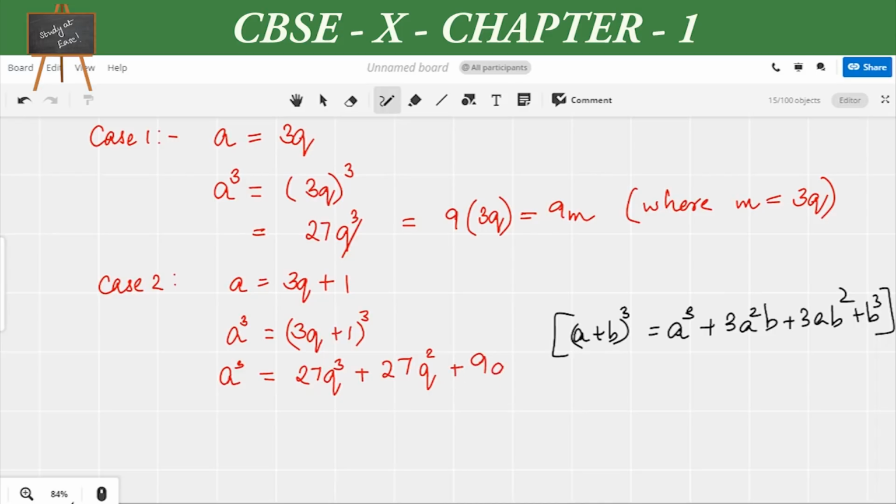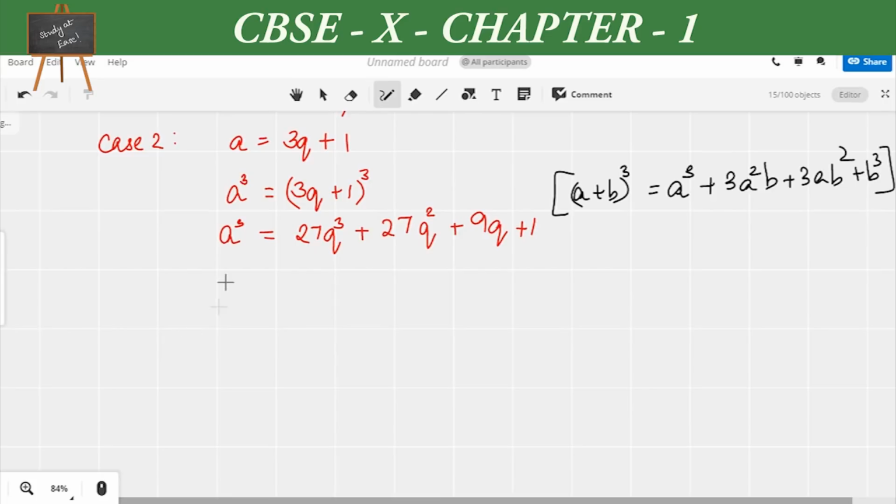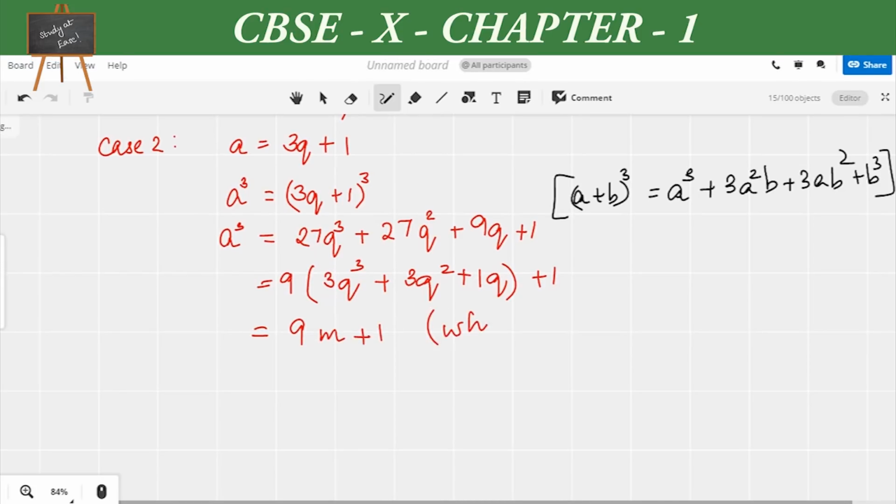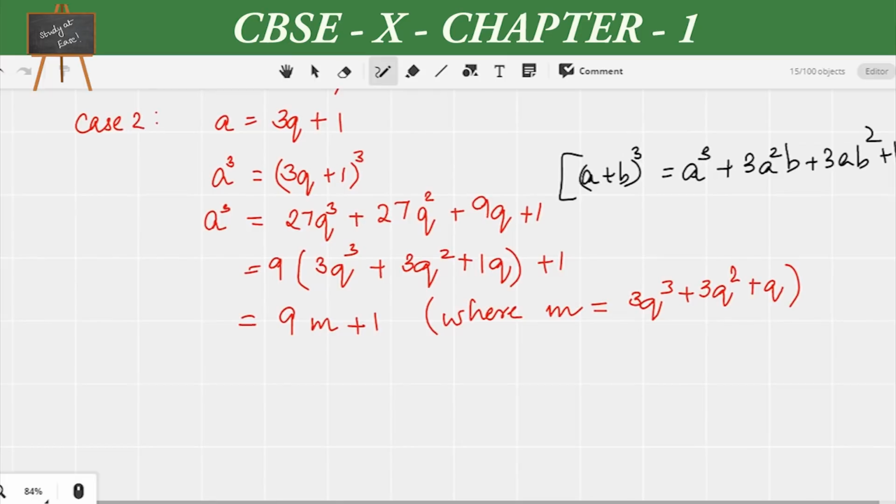Now in the first three terms, if you see, you can take the 9 common out. Then what does it become? 9 times bracket 3q cube plus 3q squared plus q, bracket closed, plus 1. Now the whole thing inside, that is 3q cube plus 3q square plus q, we can replace it with another term m, where m could be 3q cube plus 3q square plus q. So the term becomes 9m plus 1.